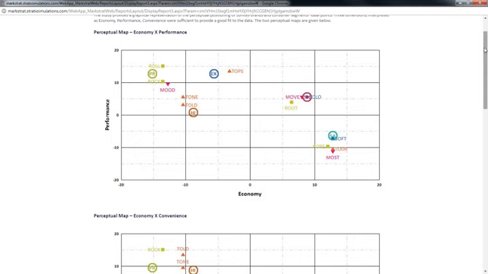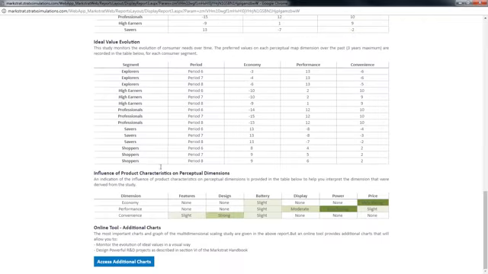Okay, so here we have, well, let me start at the bottom here. If you look at the bottom, this tells you what the three dimensions are: economy, performance, and convenience, and it tells you what comprises each of those dimensions. So economy just has to do with price. It's pretty much the only thing that explains economy. Performance is basically display and power. And then convenience is basically design, with a couple of other things that are slightly there.